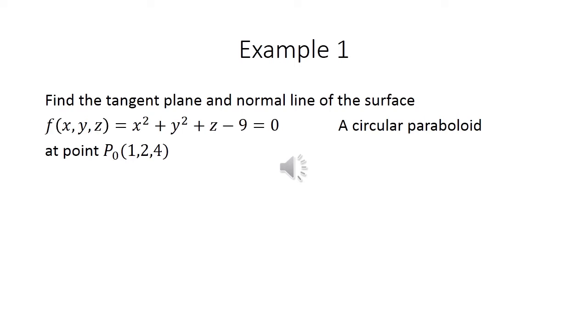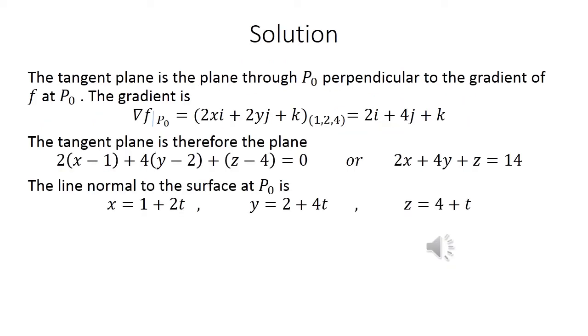Find the tangent plane and normal line of the surface for the function f(x, y, z) equals x squared plus y squared plus z minus 9 equals 0, which we call a circular paraboloid, at the point P0(1, 2, 4). To solve this example, first we should compute the gradient of f and evaluate it at the point P0.